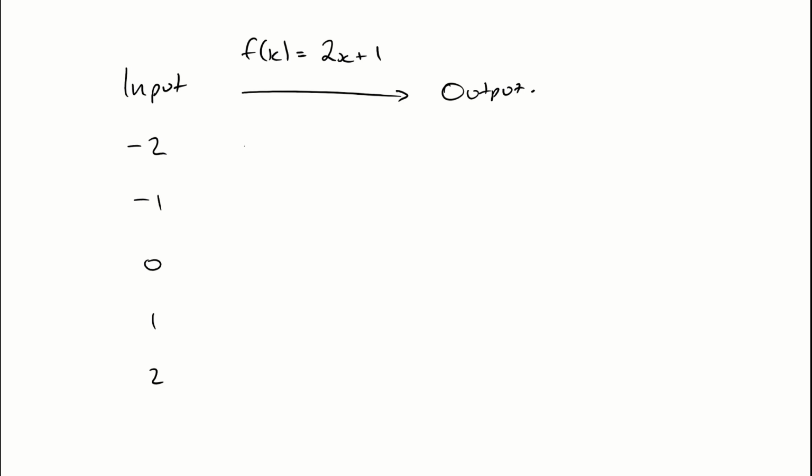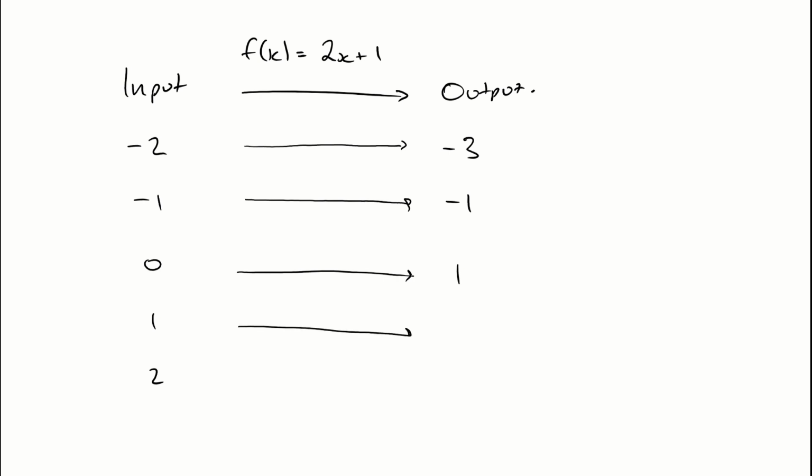So -2 would map across to -3 in the output. -1 would map across to -1. 0 would map across to 1. 1 would map across to 3, and 2 mapping across to 5.